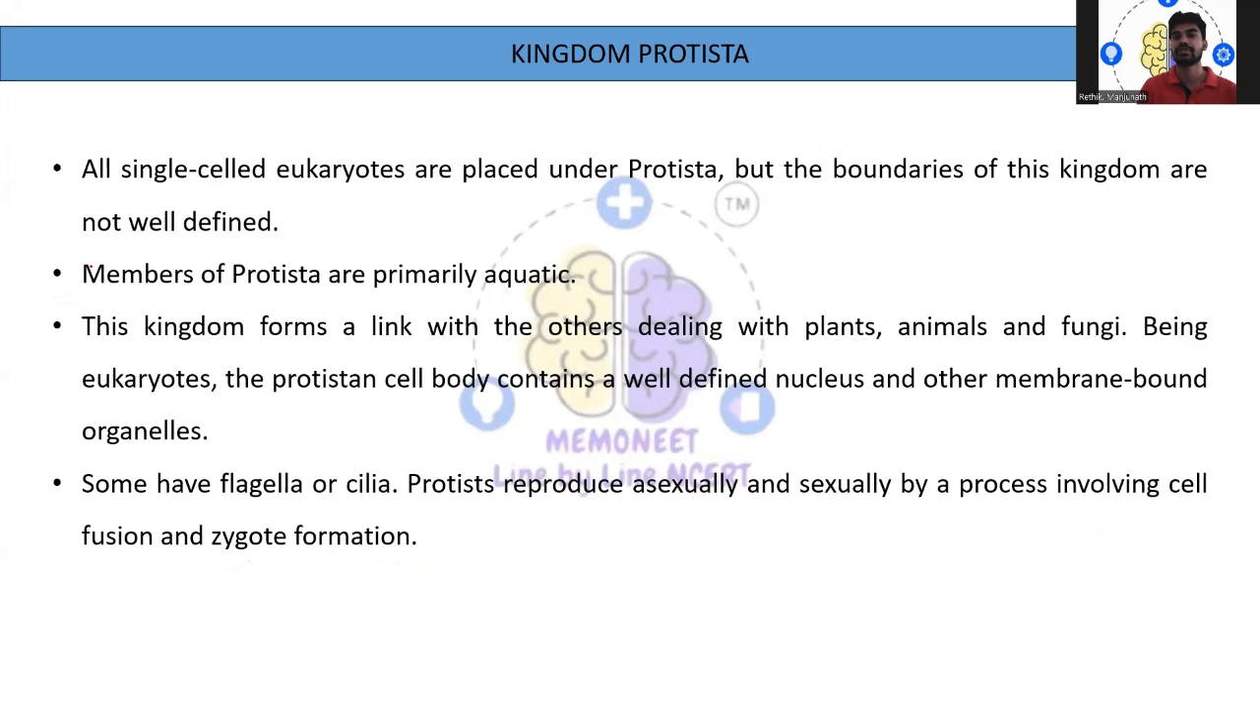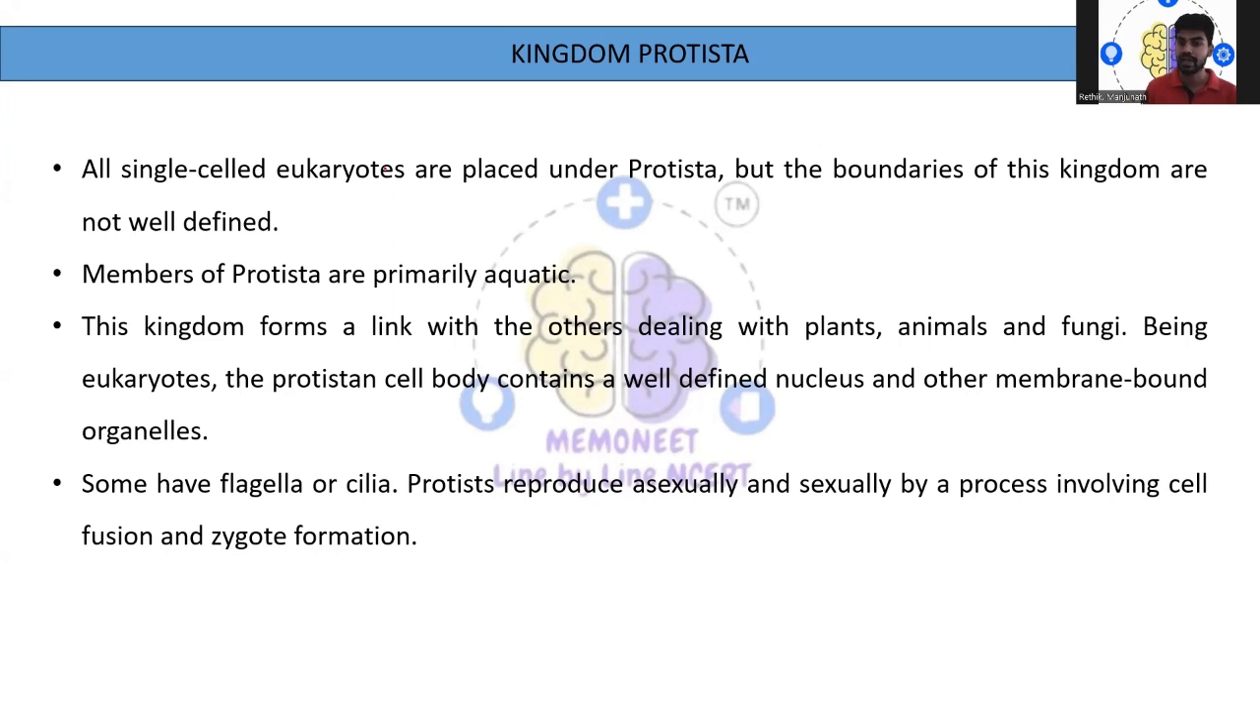So we have our next kingdom, that is Kingdom Protista. Can you say something about Kingdom Protista now? They are single-celled eukaryotes, and all the single-celled eukaryotes are placed under Protista. They are very abundant, but the abundance of this kingdom is still not well defined. Members of Protista are primarily aquatic in nature, and the kingdom forms a link with plants, animals, and fungi.